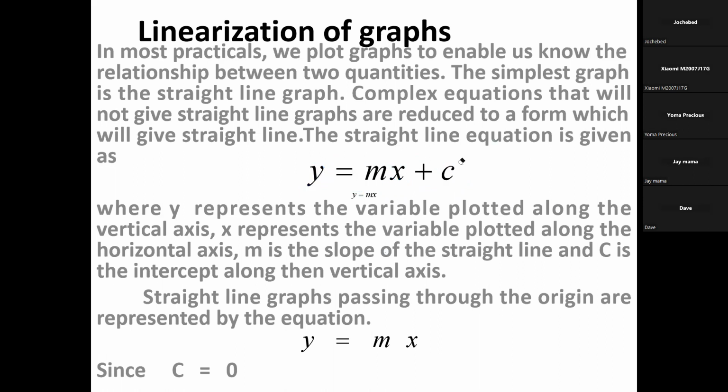When you are asked to linearize a graph, you are asked to simply make the graph look like y equals mx plus c. If c equals 0, your graph will look like this: y equals mx. But if you have the value of c, your graph will look like y equals mx plus c. That is for a straight line graph. So in virtually all your graphs, you'll be asked to turn your variables to look like a straight line graph. That simply means linearization of graph, converting the graph to look like a straight line graph. Let's go to the next slide.